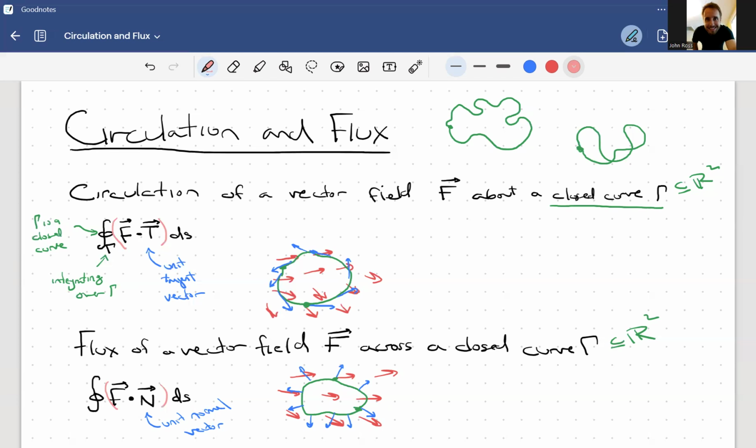You'll notice in order to actually compute the circulation or the flux, we will need to go through the process of calculating or choosing a parameterization for gamma. From that, calculating our unit tangent vector and/or unit normal vector, and then performing the appropriate integration to get our answer using our scalar line integral equation from before. All right. And so with all of that, let's look at an example.